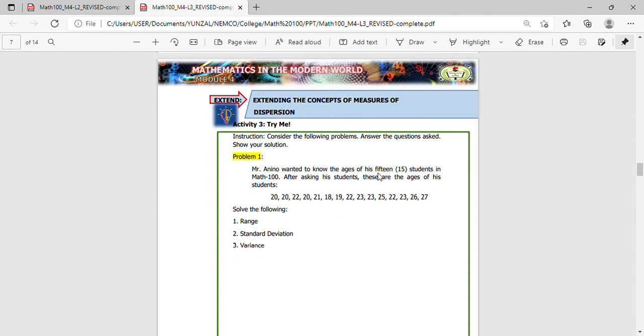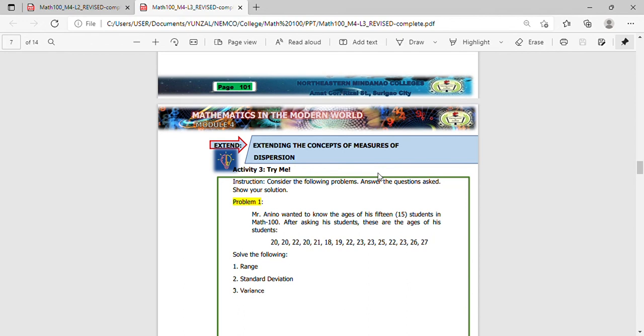Okay? So, again, this is your second quiz. I'll be giving duha ka questions, no? And the first question is for the measures of central tendency. Ito akong ipakita karon. And the second question will be about the measures of dispersion. So, this one here.